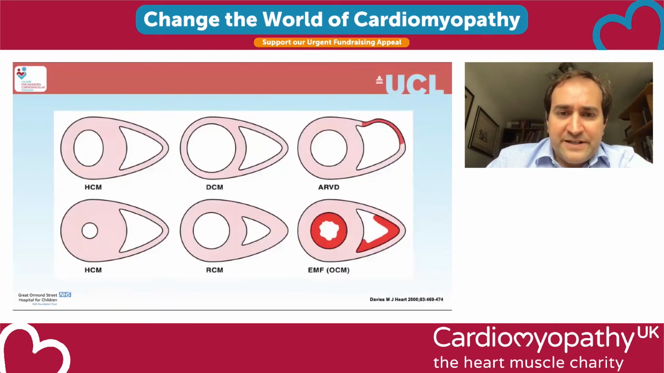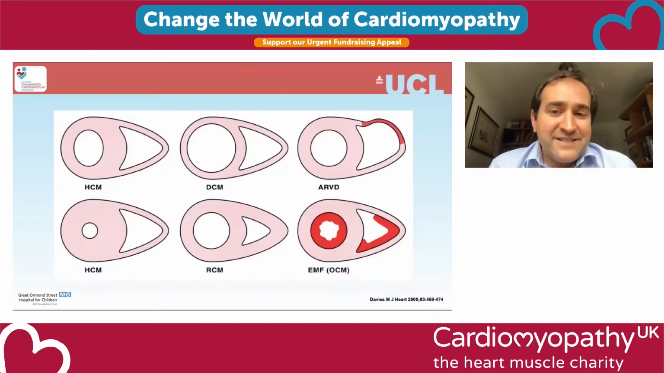And we classify them according to how they look. So it's almost a description of how the heart looks. This slide is a cartoon of that. So we have hypertrophic cardiomyopathy in the top left of the panel, where you have abnormal thickening of the heart muscle. You have dilated cardiomyopathy, where the heart is enlarged, the walls are thin and don't pump very well.